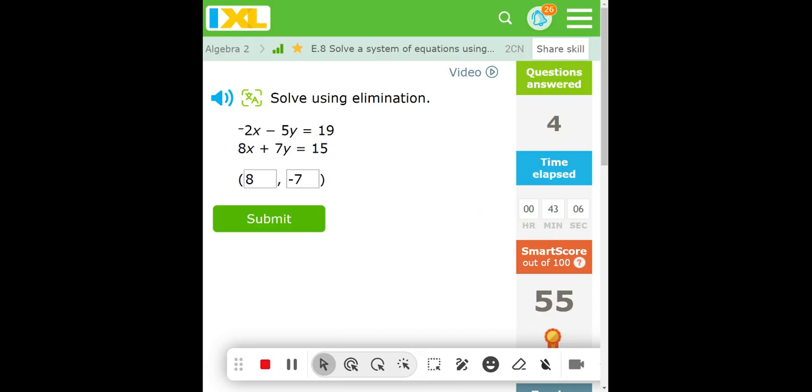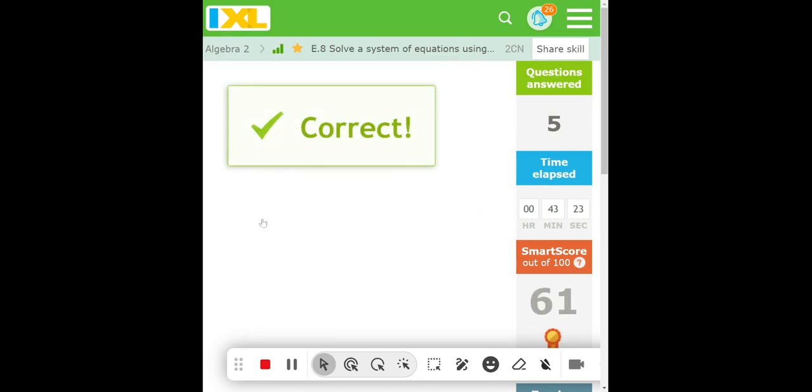All right, second equation I can test it. 8x plus 7y. Okay. X, I put down number 8. Y, I put negative 7. It comes out 15. So I am correct. All right. Submit. I'm correct.